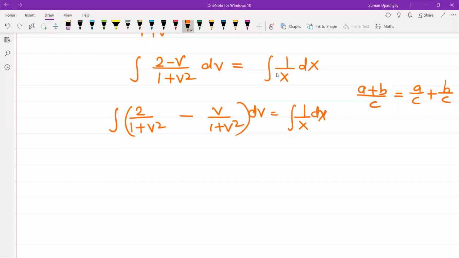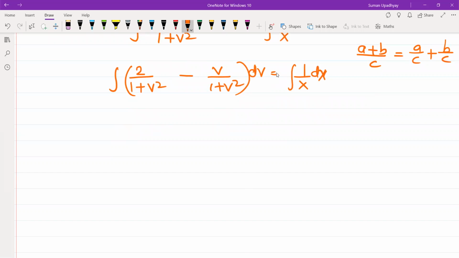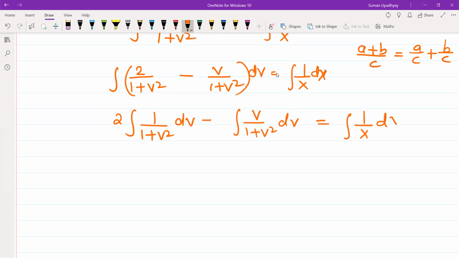Now next, what I'm going to do, I'm going to operate integration on each term. So 2 is constant, take it outside. Integration of 1 upon 1 plus v square dv minus integration of v upon 1 plus v square dv. And the right hand side, it is going to be 1 upon x dx. Okay, so what is the integration of 1 upon 1 plus v square? Tan inverse of v.